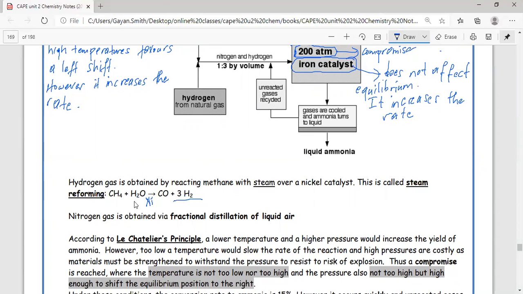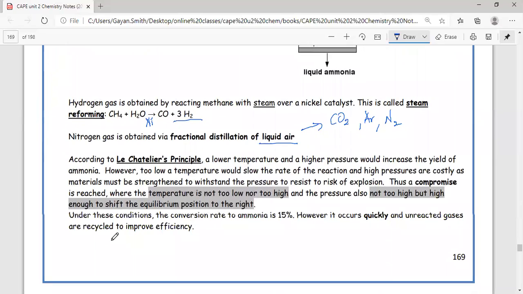The nitrogen gas is obtained from air that has been liquefied, and then there is fractional distillation done. Please remember that air has many different gases in it. It has CO2, it has argon, it has nitrogen, among other gases, but we are only interested in getting the nitrogen out of the air. So we have to first convert that air into liquid air and then do fractional distillation to separate the nitrogen component from it.